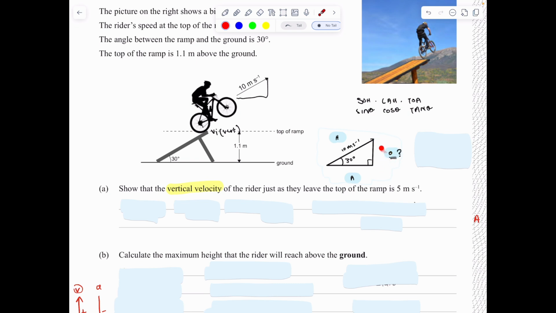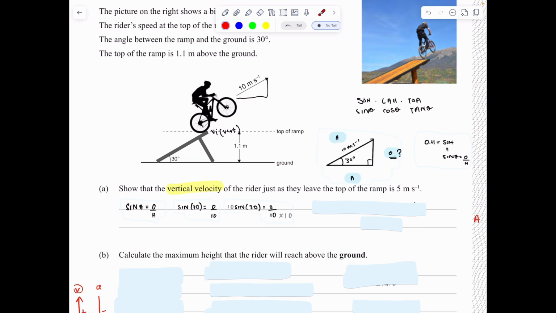So what function do I use? Well, I have to use something that uses O and H, and that happens to be SOH. SOH is going to allow us to use our sine function, okay? And so sine theta equals O over H, okay? And so this is what we have to do. We have to substitute in the values that we know. So sine, pop the angle into the theta symbol, and then we are not sure what our opposite is, so leave it as an O, divided by 10, which is our hypotenuse.